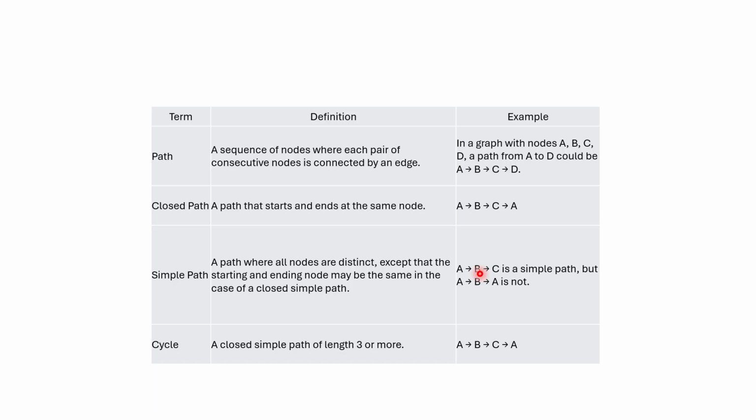A simple path, and then cycle. A cycle is a closed simple path of length 3 or more.